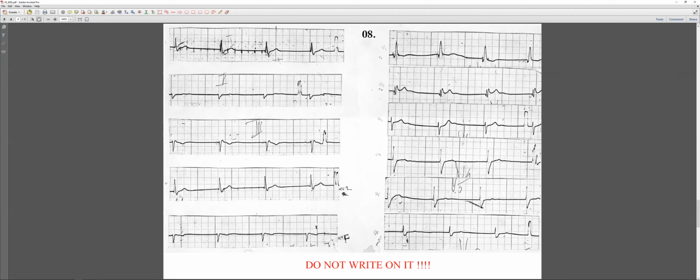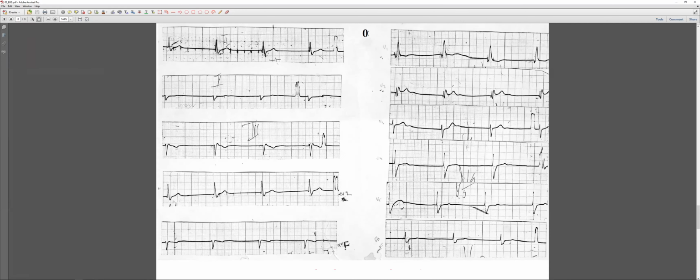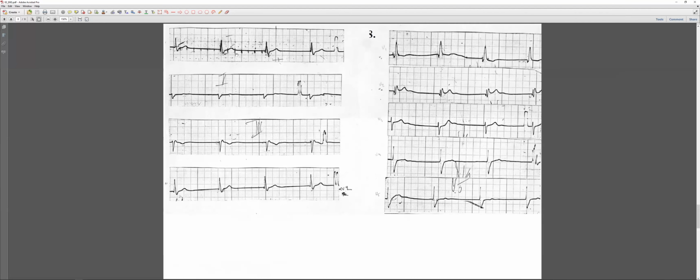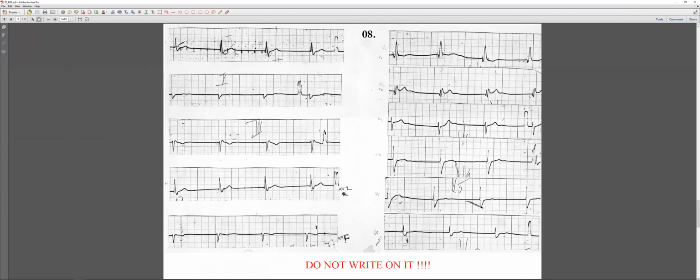Now, what do you want? I'm just looking at lead 1. This is lead 1, 2, 3. This is AVL and AVF. There is no AVR. Okay, go on. It's regular. The heart rate is, well, it's bradycardia. It's around 6.5 large boxes, so it's 40, like 45. Okay, that's good. Great.